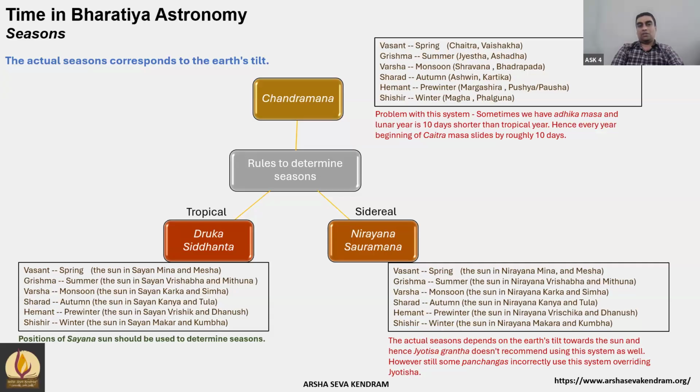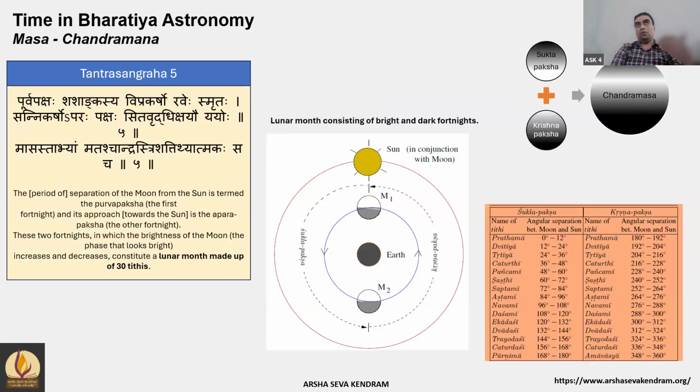So we have seen the seasons. Now we are coming to a slightly smaller unit of time, which is the actual month, or the masa. Okay, so why is there even a month? The month is caused because the moon travels around the earth, and the sun's light on the moon causes the different tithis, and this cycle typically takes 30 days.